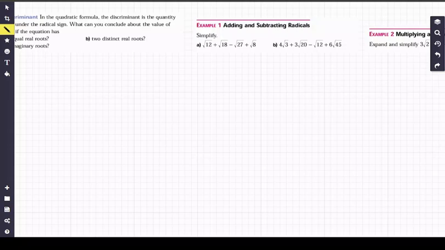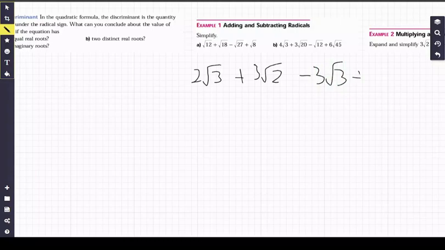So square root 12 is actually going to give you 2 root 3. 18 can be broken down into 3 root 2. And then 27 can be broken down into 3 root 3. And then 8 can be broken down into 2 root 2.